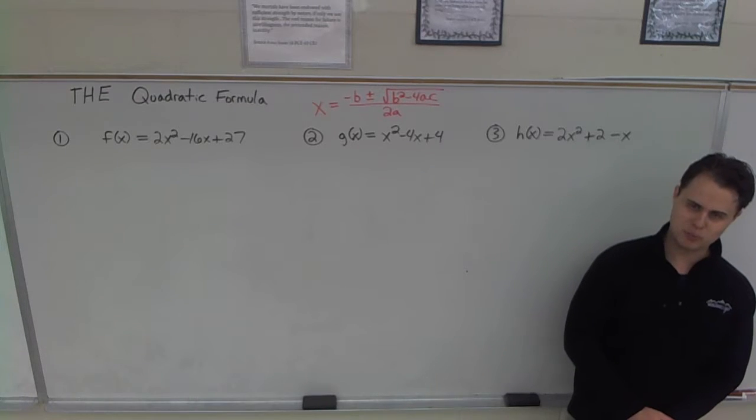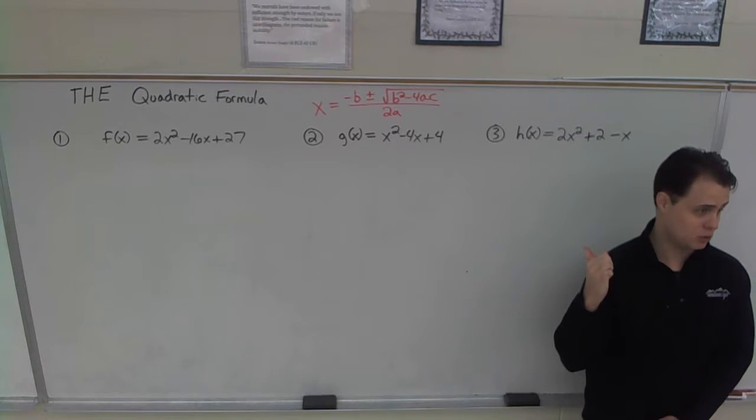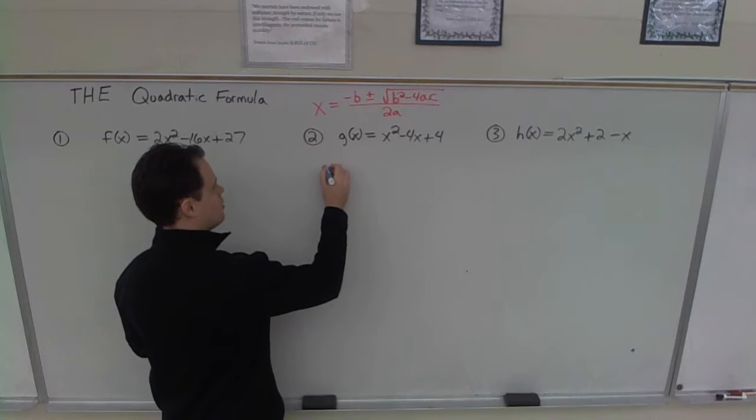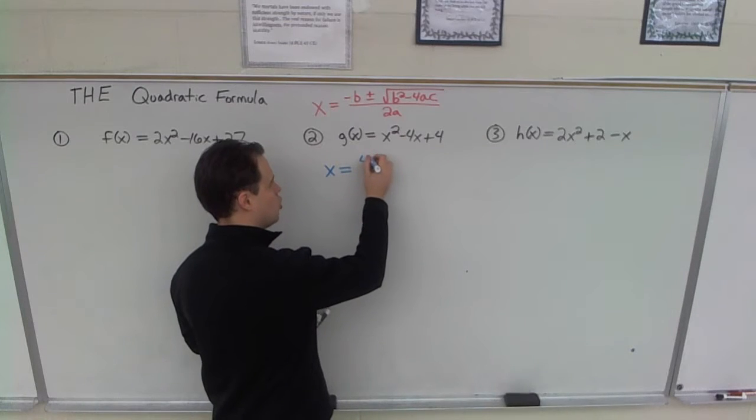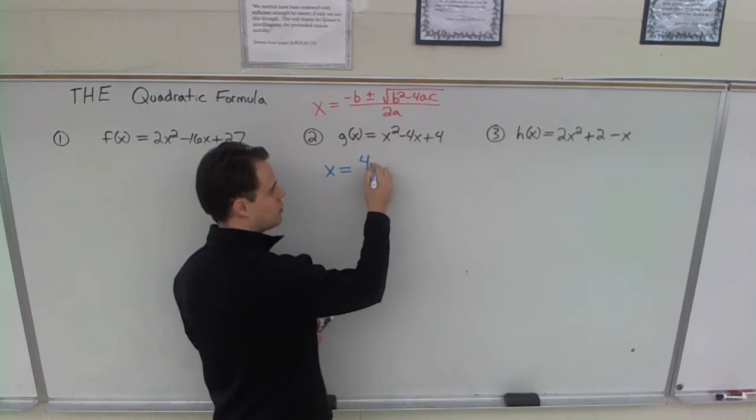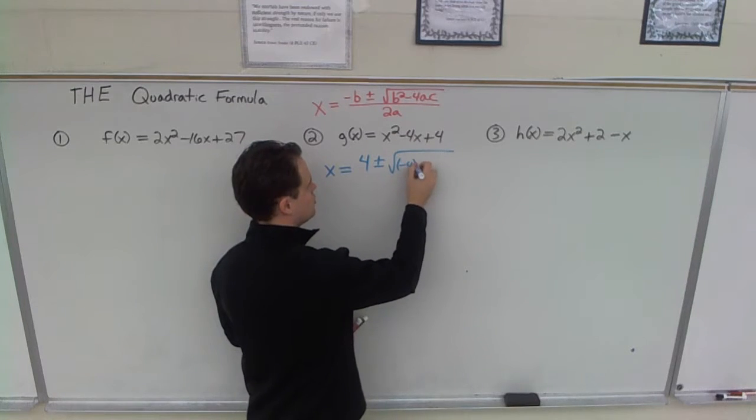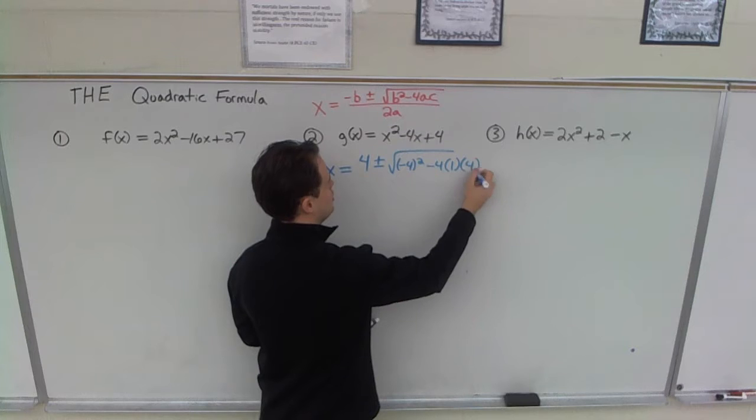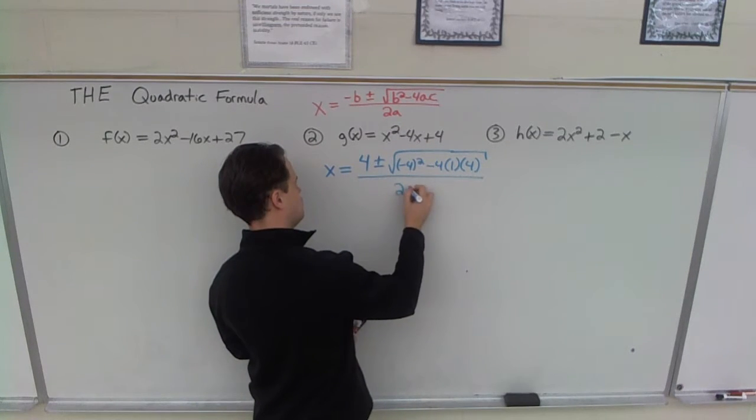How many zeros are there going to be? Just one, x equals 2. Let's see if the formula gives us that. So here we go. X equals negative b, which is negative 4, plus or minus the square root of b squared minus 4 times a times c, all over 2a.